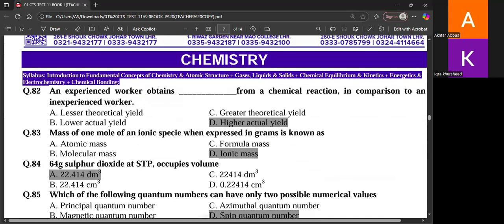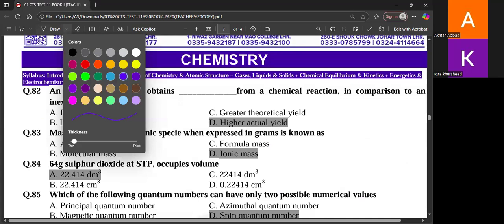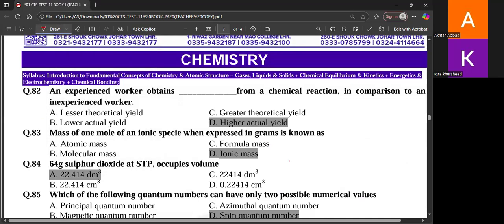Then question 83, mass of 1 mole of ionic species when expressed in gram is known as ionic mass. It is also called ionic mass. So option is delta.